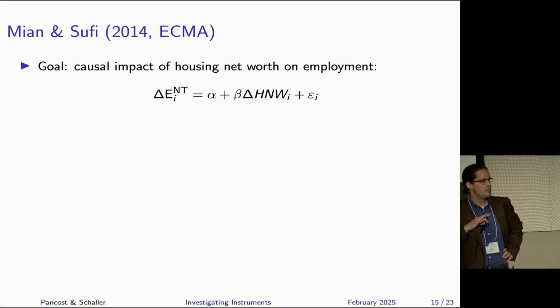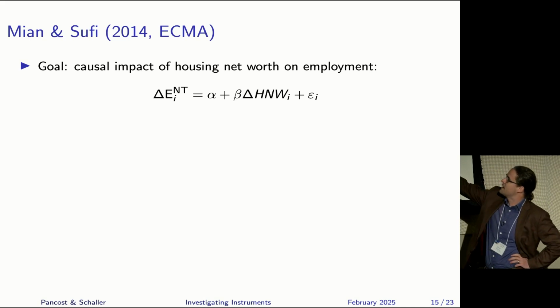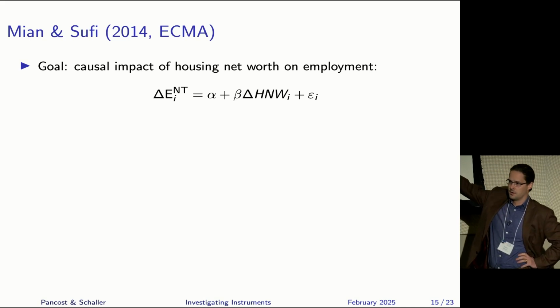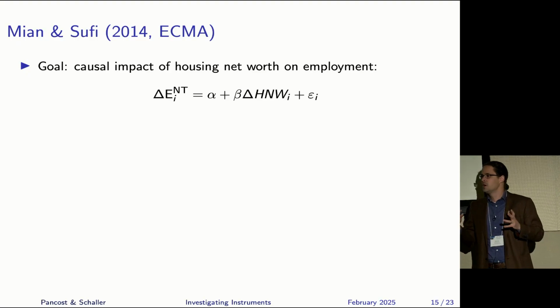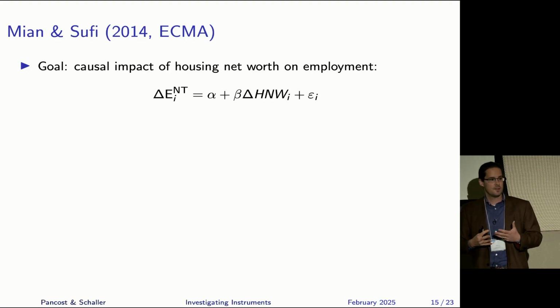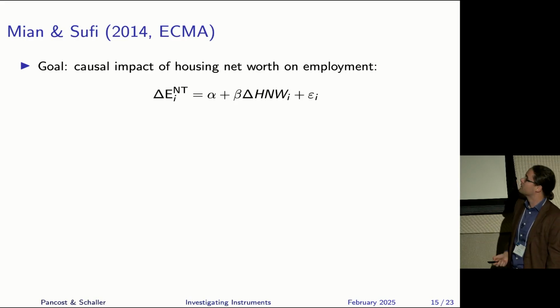So they look at employment growth in the cross-section of counties in non-tradable industries, and they regress it on a measure of housing net worth. This is mostly growth in house prices, but it's not just that. It also involves some assumptions about demographics, leverage, portfolio choices across counties. There's a very complicated construction to get this, but most of the variation is coming from house prices.